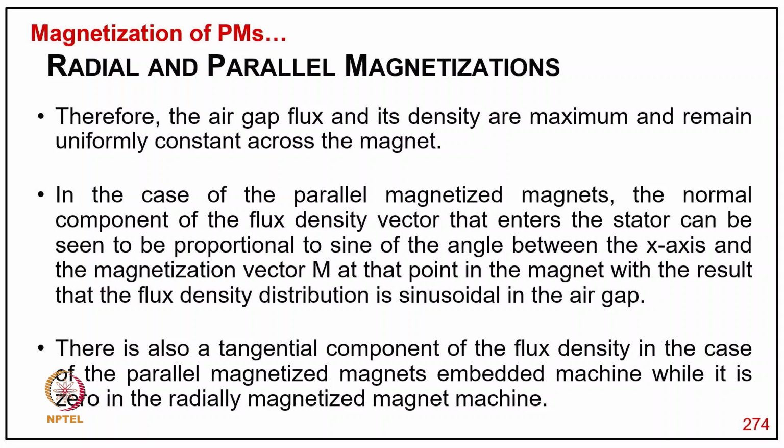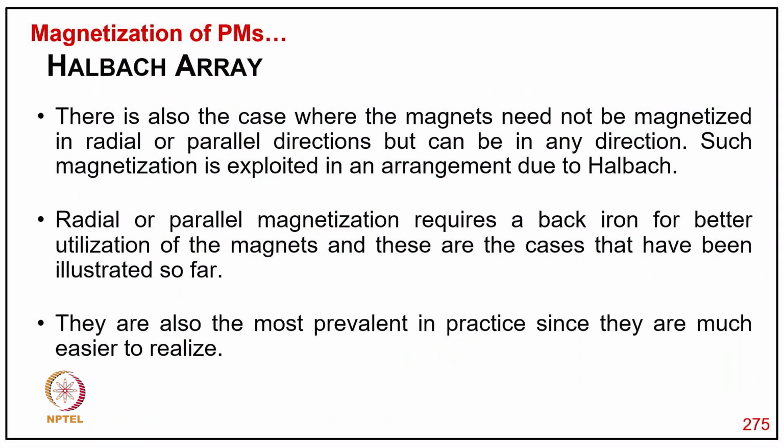In the case of parallel magnetized magnets, the normal component of the flux density vector that enters the stator iron can be seen to be proportional to the sine of the angle between the x-axis and the magnetization vector m at that point in the magnet, with the result that the flux density is sinusoidal in the air gap. There is also a tangential component of flux density in the case of parallel magnetized magnets embedded in the machine, while it is 0 in the radially magnetized machine.